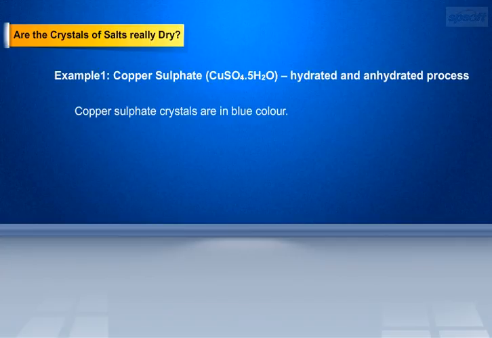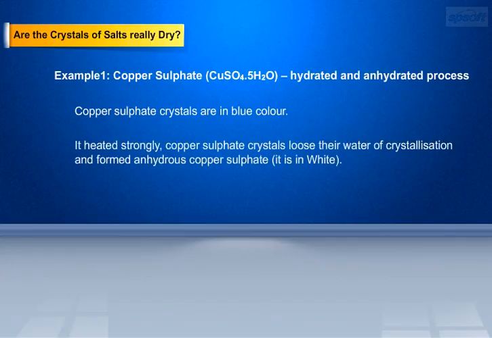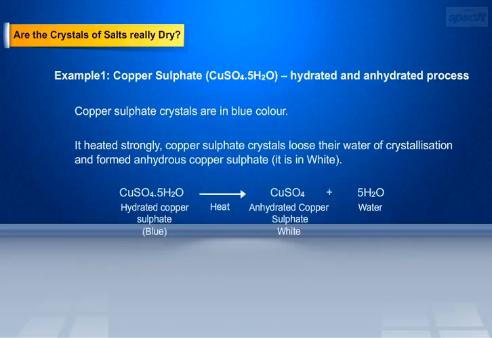Copper sulfate crystals are blue in color. If heated strongly, copper sulfate crystals lose their water of crystallization and form anhydrous copper sulfate, which is white in color. The chemical equation is CuSO4, 5H2O on heating gives CuSO4 plus 5H2O. Hydrated copper sulfate, which is blue, on heating gives anhydrated copper sulfate, which is white, plus water.